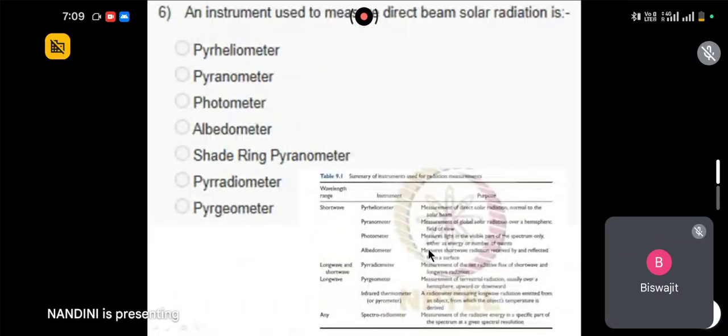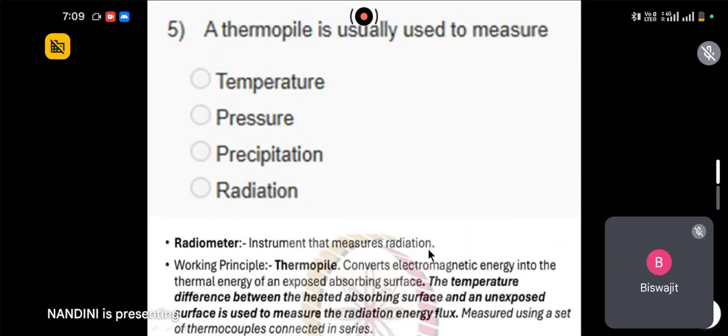So if we have a surface which is exposed to the incoming solar radiation, we will measure the temperature of the exposed surface and compare it with the temperature of an unexposed surface. The temperature difference basically gives you the radiation that has been incident on that particular surface. This is measured using a set of thermocouples connected in a series.